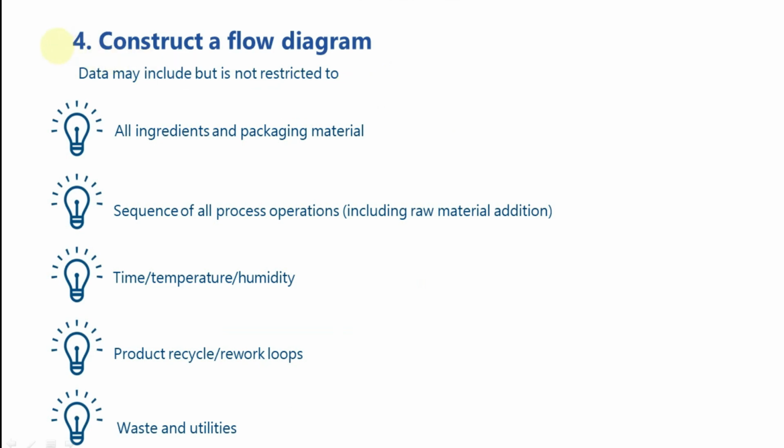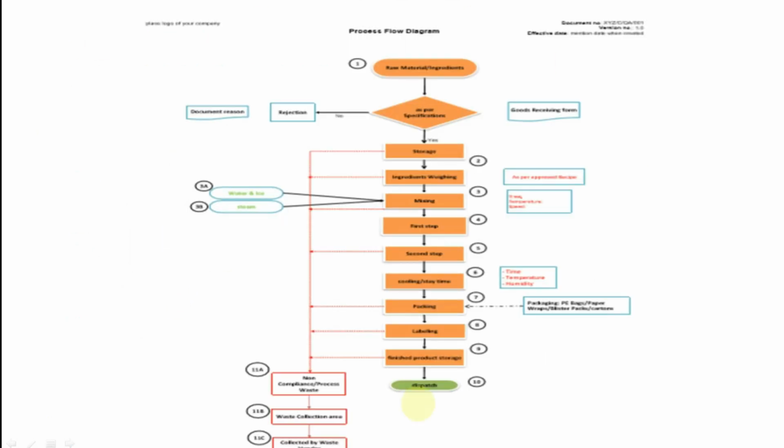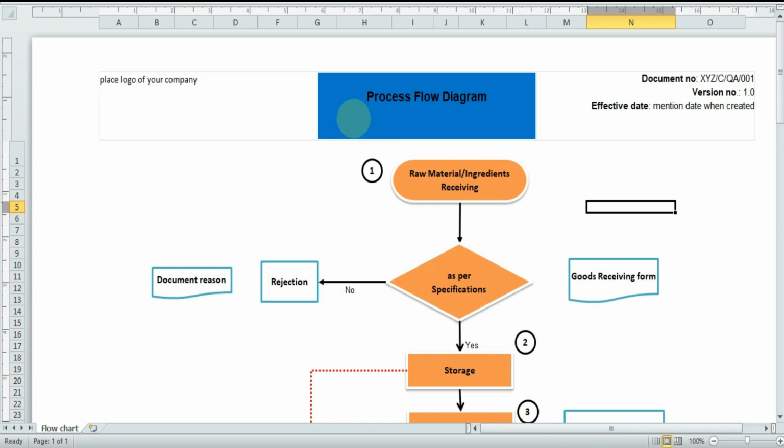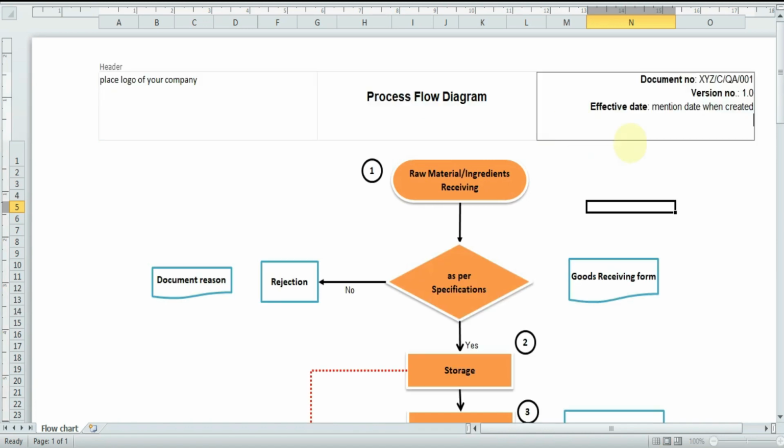So the fourth point is construct a flow diagram. While making a flow diagram, you need to keep in mind all the ingredients, packaging material, step-by-step processes, then time, temperature and humidity, product recycle, rework, and last is phases or utilities. So let's discuss the process flow diagram. In the process flow diagram, mention company logo, documentation number, and name of the product.